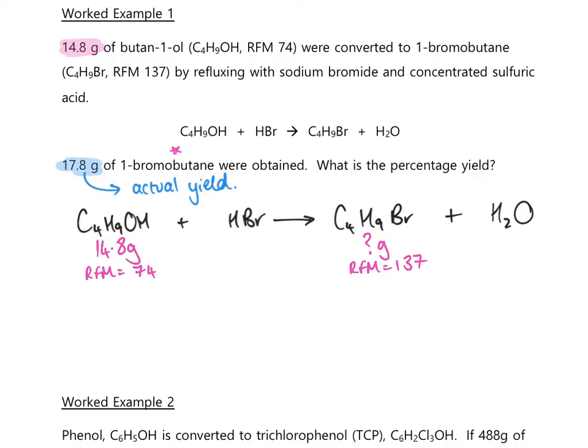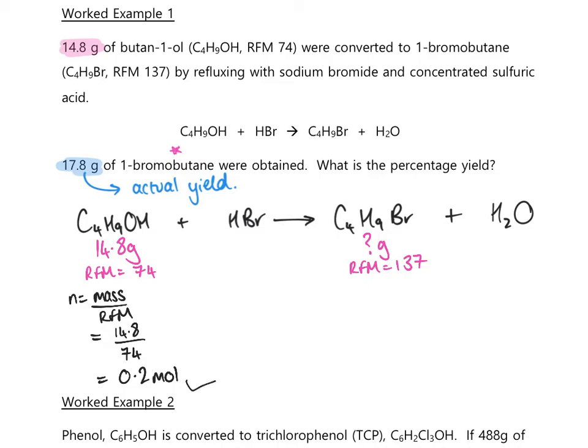So what we want to do is work out the mass of our 1-bromobutane, and what we need to do first is convert the mass of our reactant into the number of moles of reactant. So we do that using the equation N equals mass over RFM. Our mass is 14.8. Our RFM is 74. If you had a calculator beside you, that would be helpful. And just type these in as you go along so that you're not just writing in the values, you're actually doing the calculations too. That comes out as 0.2 moles.